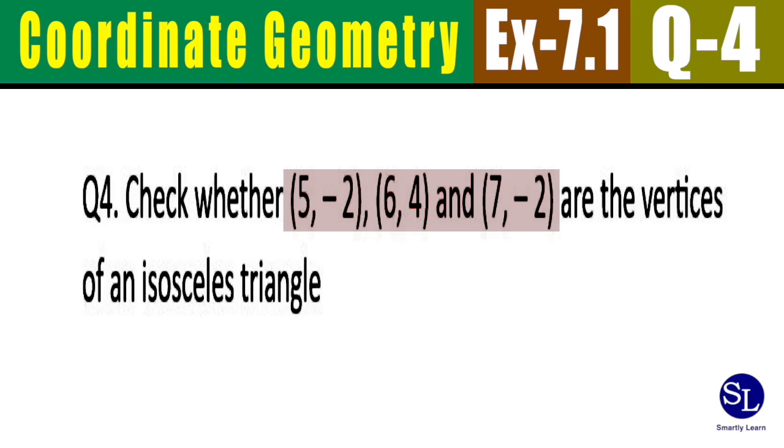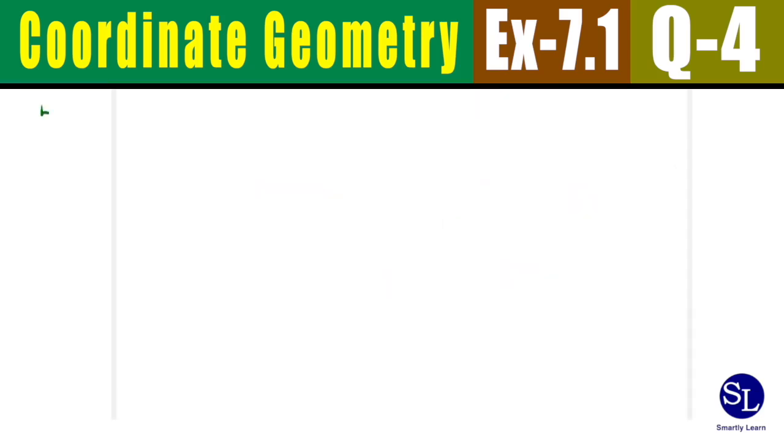So first let's note down the 3 points. This is (5, -2). The second point was (6, 4) and the third point was (7, -2). So I'm going to name these points as A, B and C for reference.